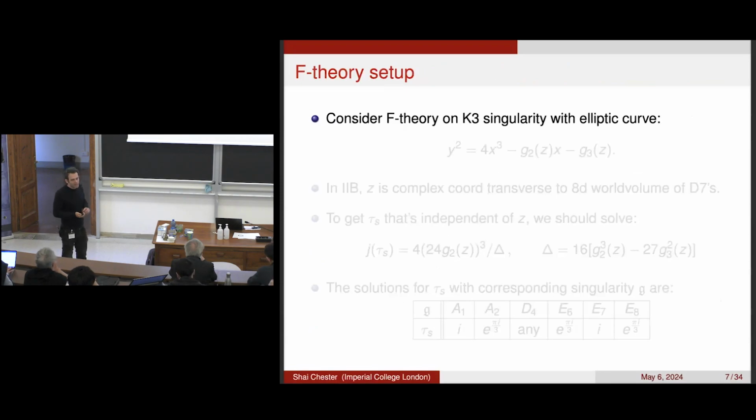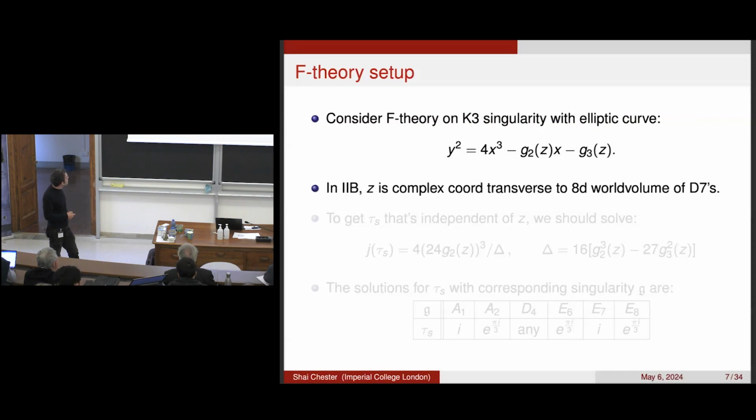So here is where I'm going to explain what I meant by the F-theory toolkit. Basically, F-theory tells you that you're able to study properties of this string compactification on D7 branes by looking at a certain elliptic curve on a K3 singularity. This is a curve defined as y as a function of x, and these coefficients, G2 and G3, are functions of z, where z is the complex coordinate which is transverse to the world volume of D7 branes.